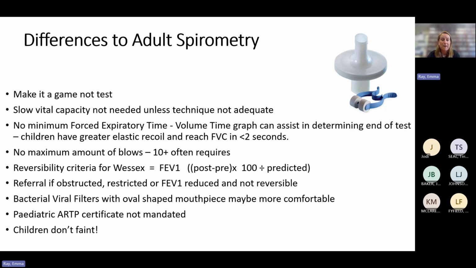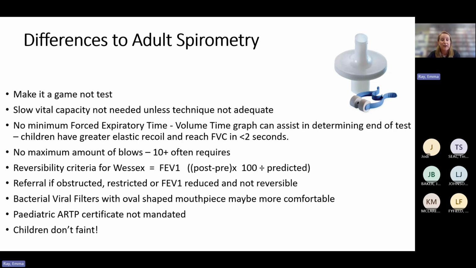There's no maximum amount of blows either. So in adults, we say you stop at 10 fast blows, but in children, you can keep going. Obviously, you're going to keep an eye on them, make sure they're not getting upset and not getting fatigued. So that's really important, that you're keeping a close eye on them.